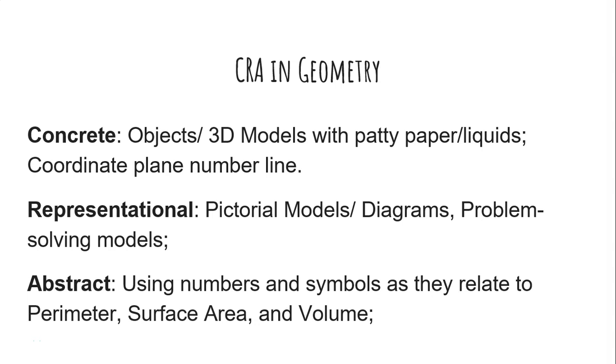CRA in geometry: concrete models would be objects, 3D models like patty paper or liquids, coordinate plane, number lines. Representational would be pictorial models, diagrams, problem-solving models. Abstract would be using numbers and symbols as they relate to perimeter, surface area, and volume.